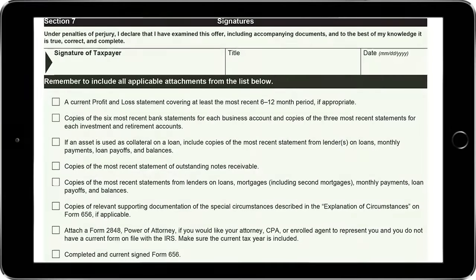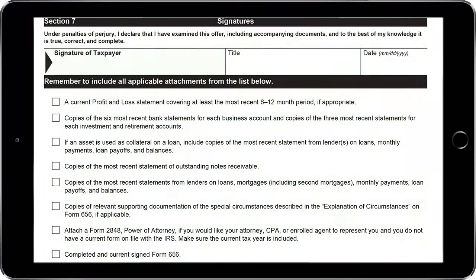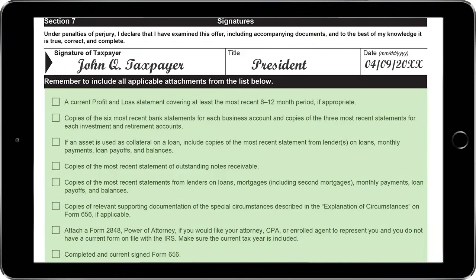Last part, section 7. Signatures. It's very easy here. The business owner should sign and put their title and date on the document. Forgetting to sign your Form 433-B (OIC) is a common mistake and will cause a significant delay in processing your offer. The form also has a checklist at the end for help.